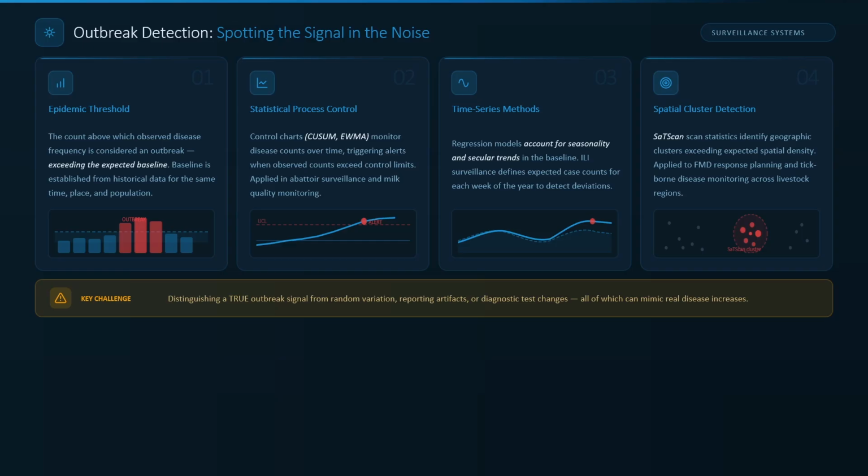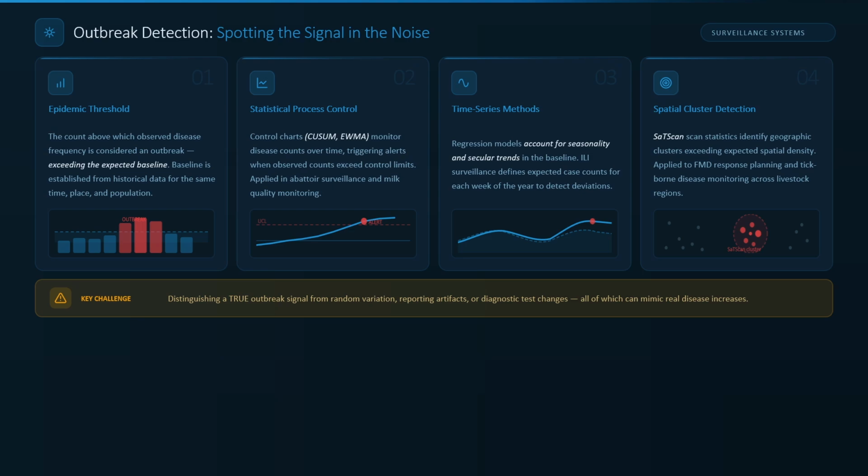Epidemic threshold is the simplest. It's the count above which observed disease frequency is treated as an outbreak, the level that exceeds the expected baseline. That baseline is built from historical data for the same time, place, and population, so you're always comparing like with like. Statistical process control borrows control charts from manufacturing. Methods like QSUM and EWMA monitor disease counts over time and trigger an alert when observed counts breach the control limits. You'll see this applied in abattoir surveillance and milk quality monitoring.